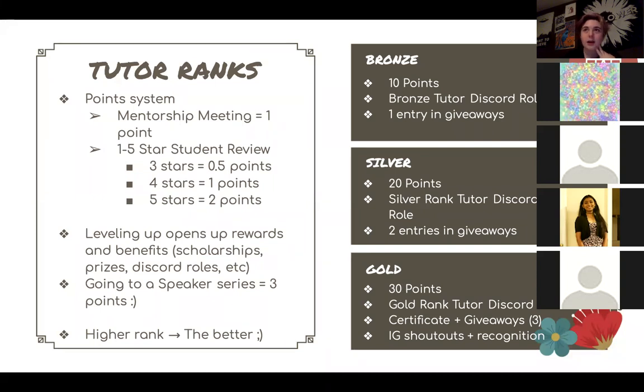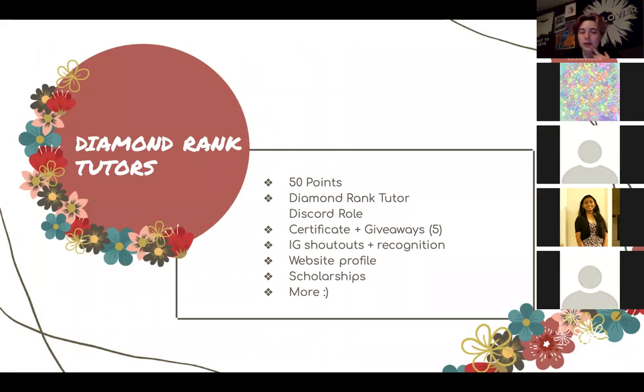And also, I think all of this may sound like whatever, roles and giveaways. This is also kind of outdated, I think, because I'm pretty sure that they have looked into or established other rewards, including, it says scholarships here, I think they have established some scholarships that you can get through the ranks. And the diamond rank has the best. It's 50 points, Discord role, certificate and giveaway. Yeah, this says scholarships. So Instagram shoutouts and recognition, website profile.